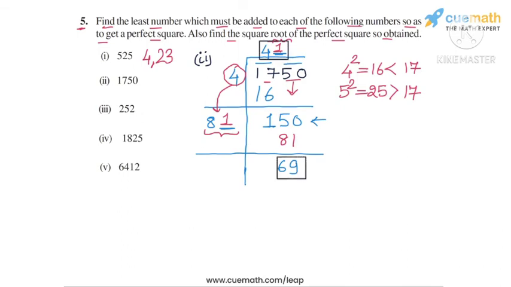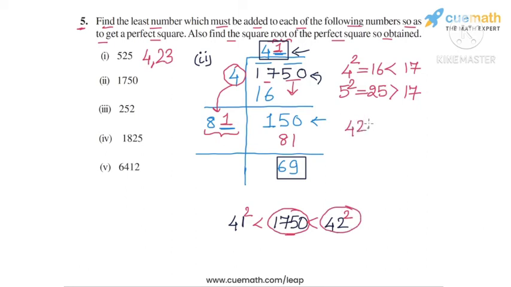So this means that the largest number whose square is less than 1750 is 41. Okay, and this means that the smallest number whose square will be greater than 1750 will be 42. In other words, the number 1750 will lie between the consecutive perfect squares 41 square and 42 square. And hence, to find the smallest number you can add to 1750 to get a perfect square, just take the difference of this number and the next immediate perfect square, which is 42 square.